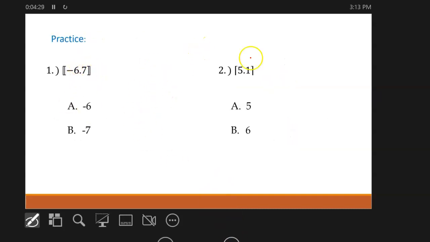All right, here's practice. We have the greatest integer of negative 6.7. That is going to be the greatest integer that is less than or equal to negative 6.7, which is going to be negative 7. We're going to do this one as the least integer. The least integer is the least integer that is greater than or equal to 5.1, and that would be 6.